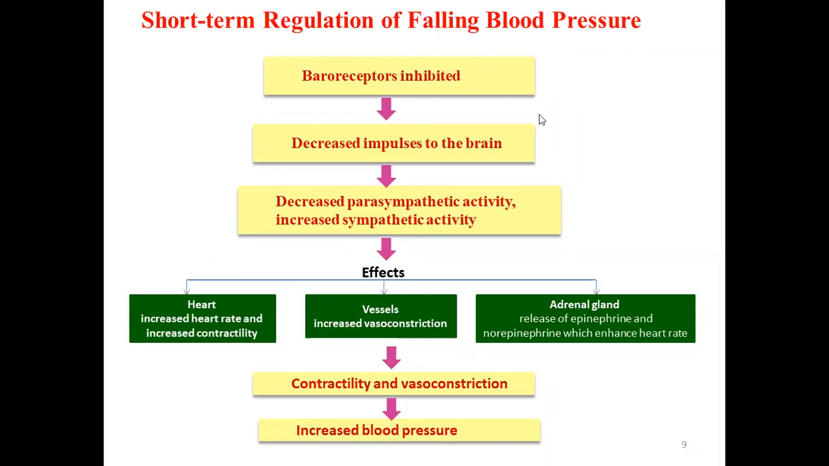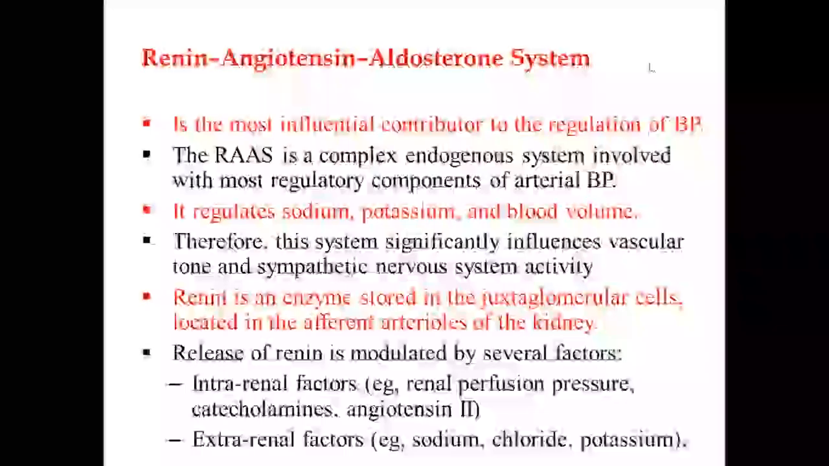So in that condition, the baroreceptor is usually inhibited. When the baroreceptor is inhibited, it decreases impulses to the brain. Then this decreased impulse to the brain normally decreases parasympathetic activity and increases sympathetic activity. So generally speaking, when parasympathetic activity is decreased, there is increased sympathetic activity.